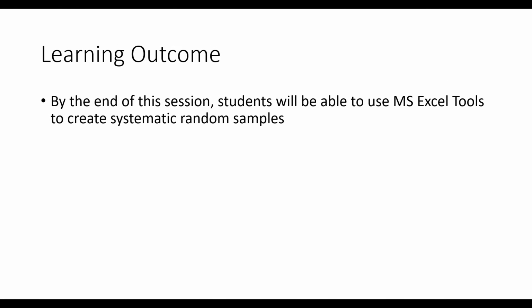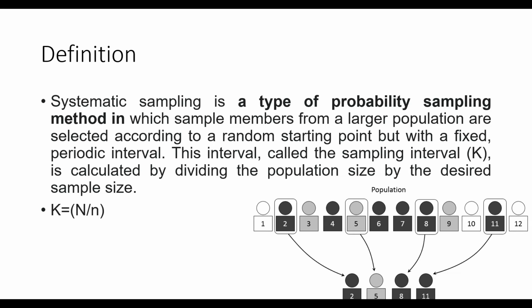The learning outcome is, by the end of this session, students will be able to use MS Excel tools to create systematic random samples. Now, by definition, systematic sampling is a type of probability sampling method in which the sample members from a larger population are selected according to a random starting point, but with a fixed periodic interval. For instance, let us say I want to conduct a survey of various people visiting a mall.